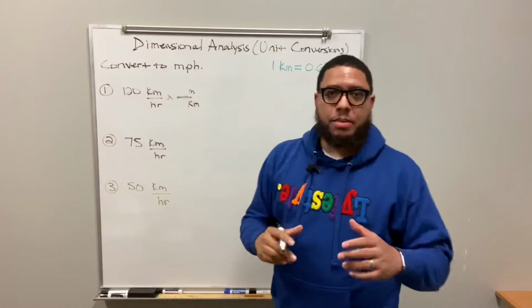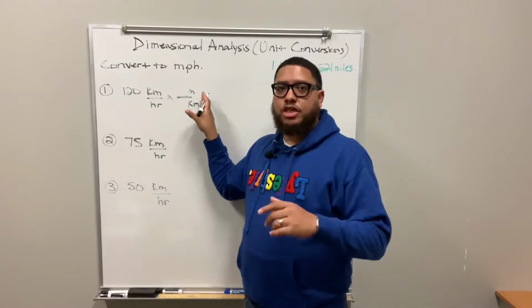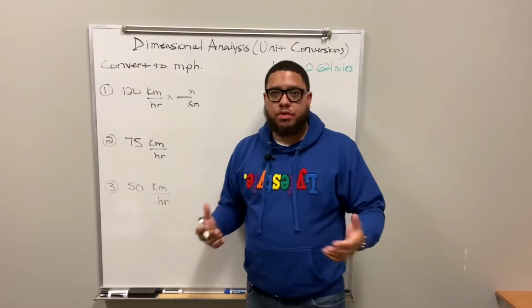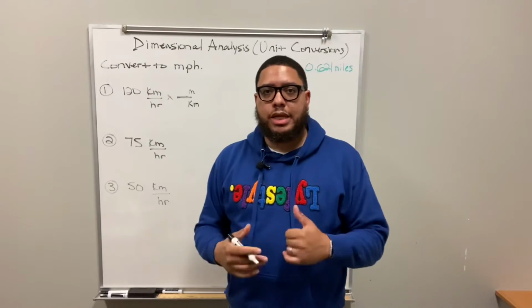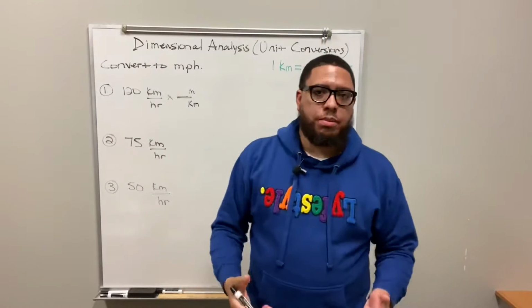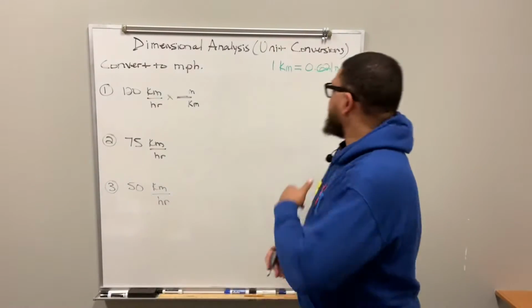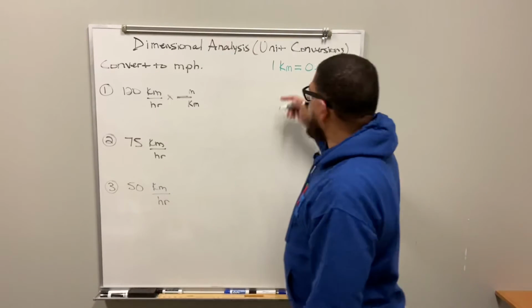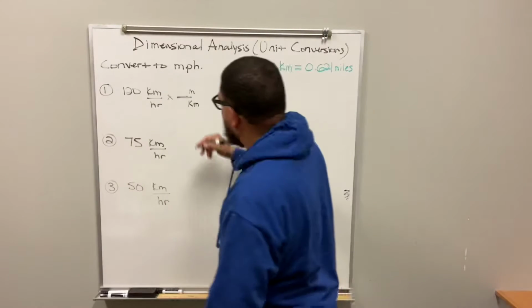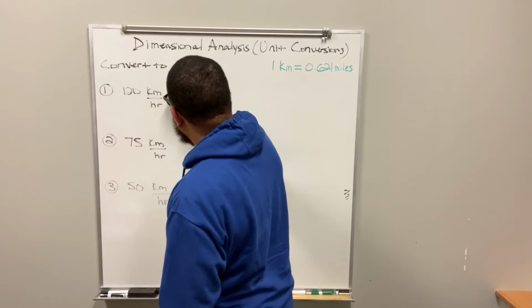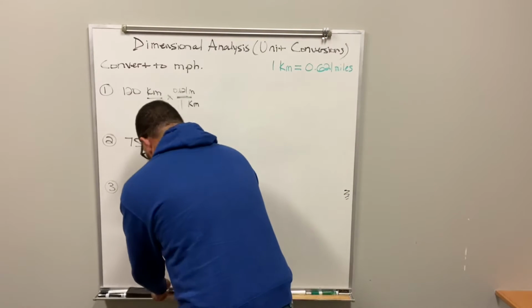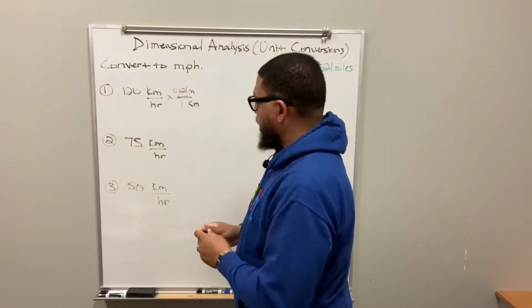Another thing you need to remember is that this fraction should be equivalent to 1. How do you make a fraction equivalent to 1? The value of the numerator must be equal to the value of the denominator. That's when this conversion factor comes into play. Because 1 kilometer is equal to 0.621 miles, if I put 1 kilometer in the denominator and 0.621 miles in the numerator, then this fraction is equivalent to 1.